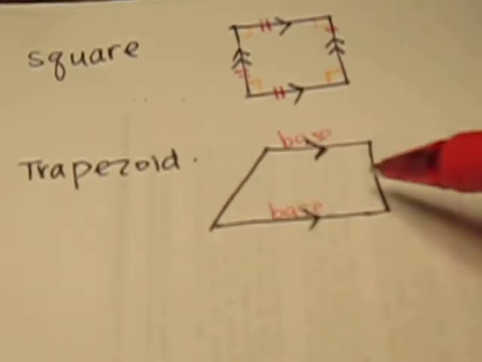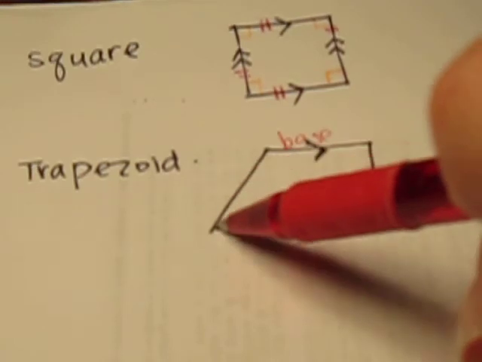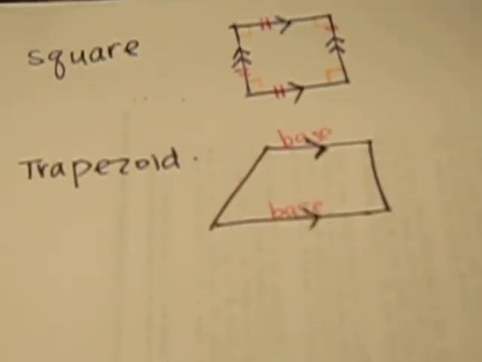These two lines are not congruent, nor are they parallel, and none of the angles necessarily have to be congruent either for a trapezoid. In order for something to be a trapezoid, it simply has to have exactly one set of parallel sides.